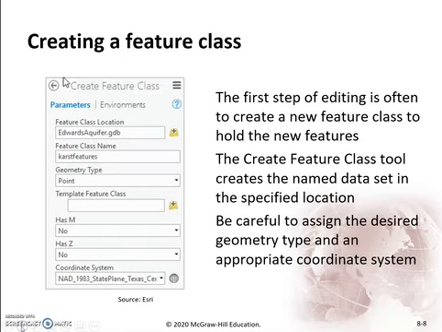While creating a feature class, the first step of editing is often to create a new feature class to hold the new features. The Create Feature Class tool creates the named dataset in the specified location. You need to assign the desired geometry type and an appropriate coordinate system when you create a new feature class.